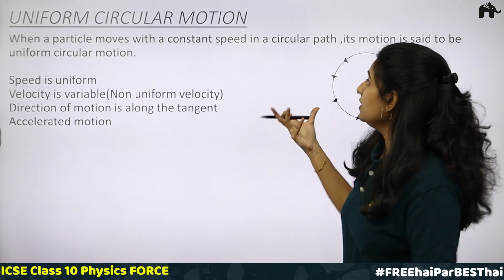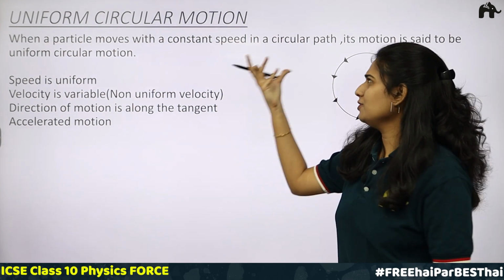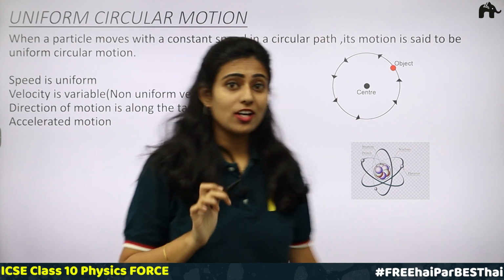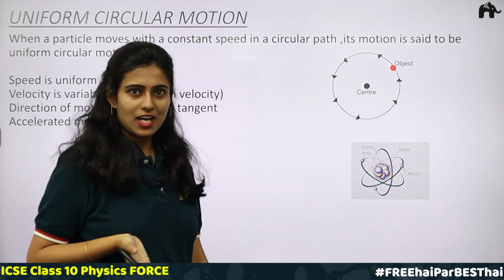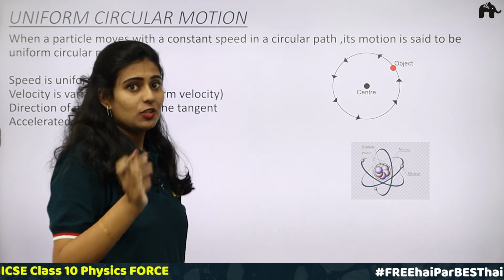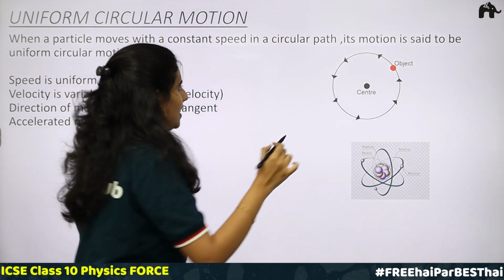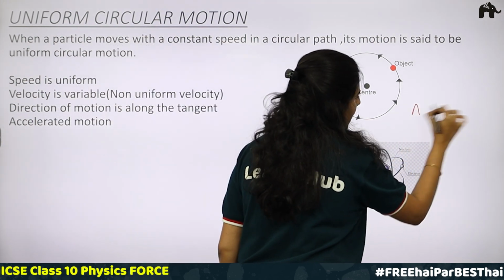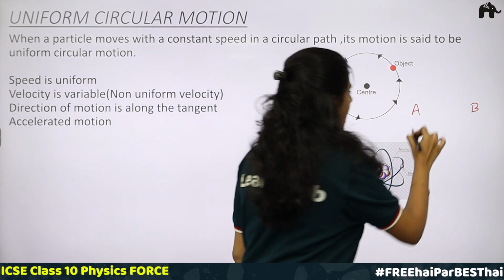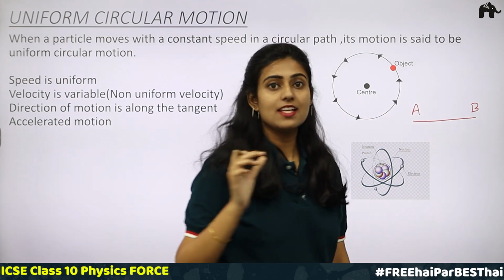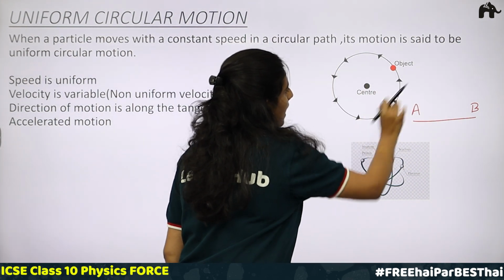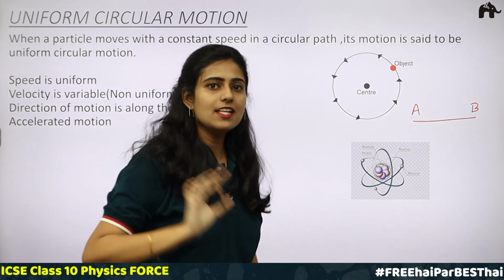Next topic is uniform circular motion. What is uniform circular motion? First, what is circular motion? If a body is moving along a circular path, then we call it to be in a circular motion. You know what is linear motion? We have studied if this is point A and a boy is moving to point B along a straight line, then this is a linear motion. If the boy is moving along a circle, then it is a circular motion.